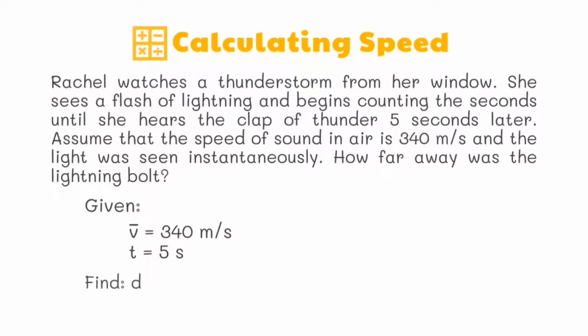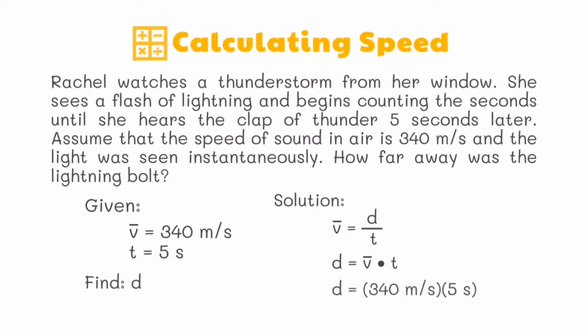We can get the formula for distance by starting from its original formula. To get the distance, we can derive it from speed, which is equal to distance over time. So distance is equal to speed times time. So distance is equal to 340 meters per second times 5 seconds. We can just cancel out the same unit, which is seconds. So the total distance is equal to 1,700 meters. So let's have another example about speed.